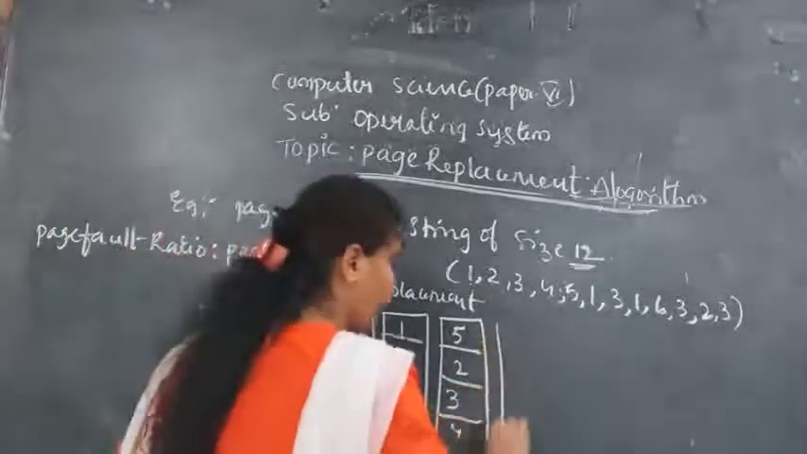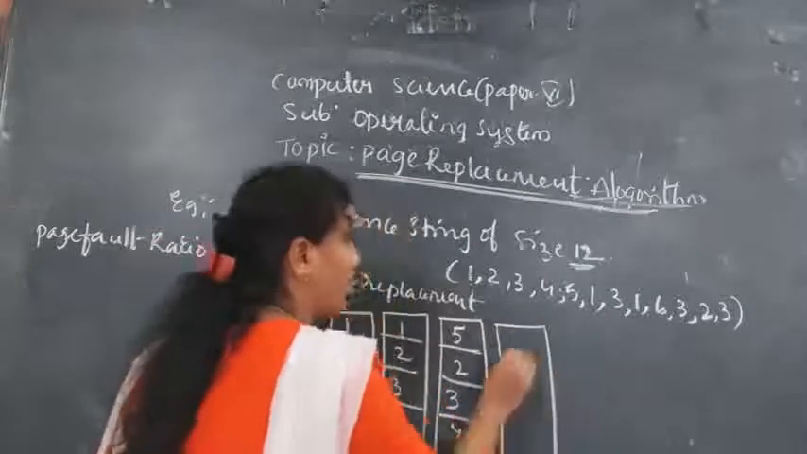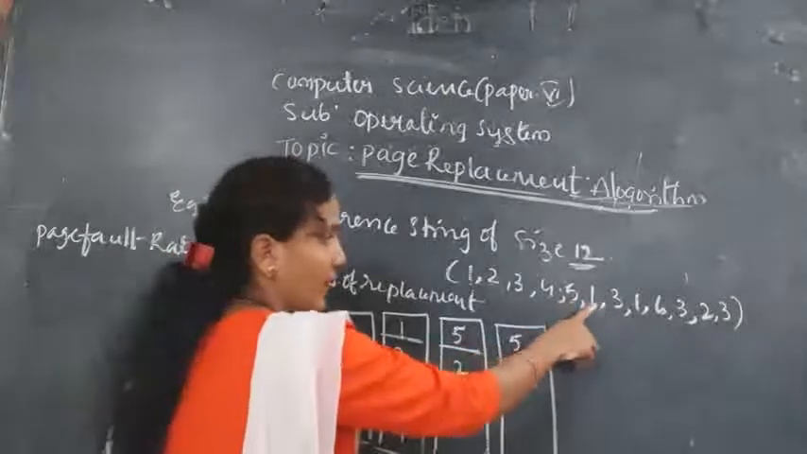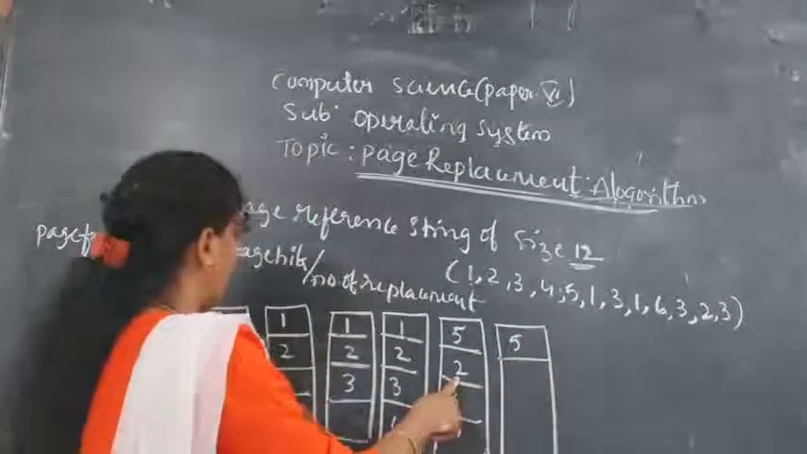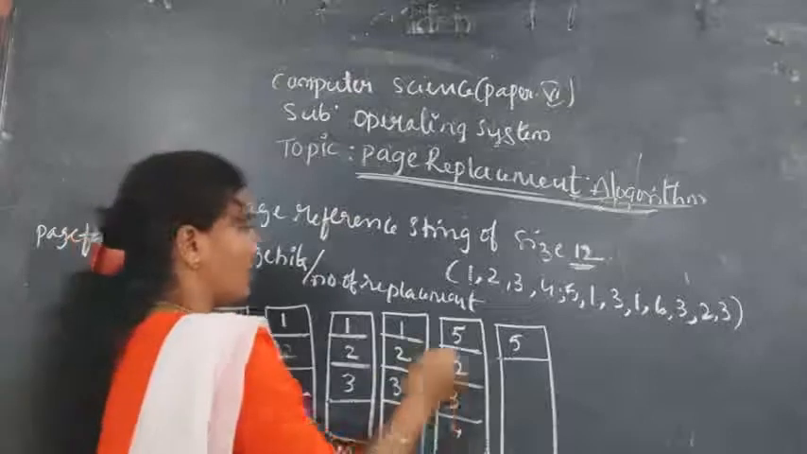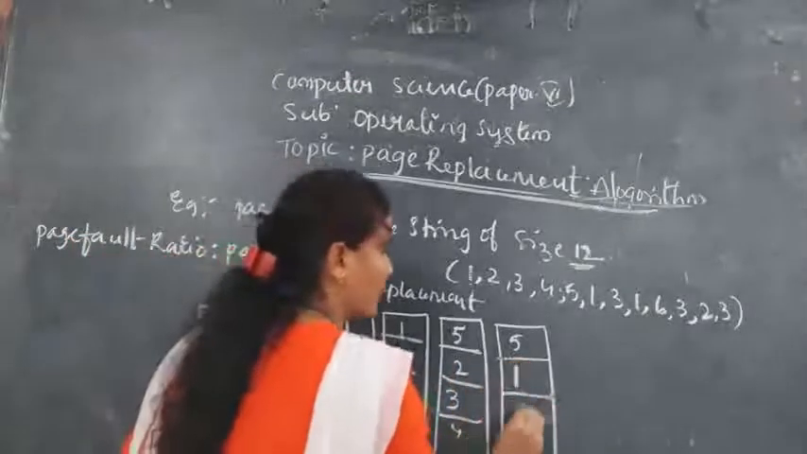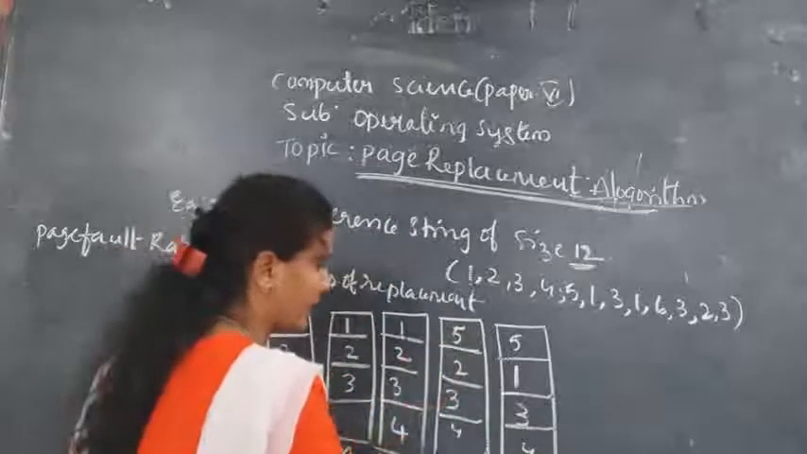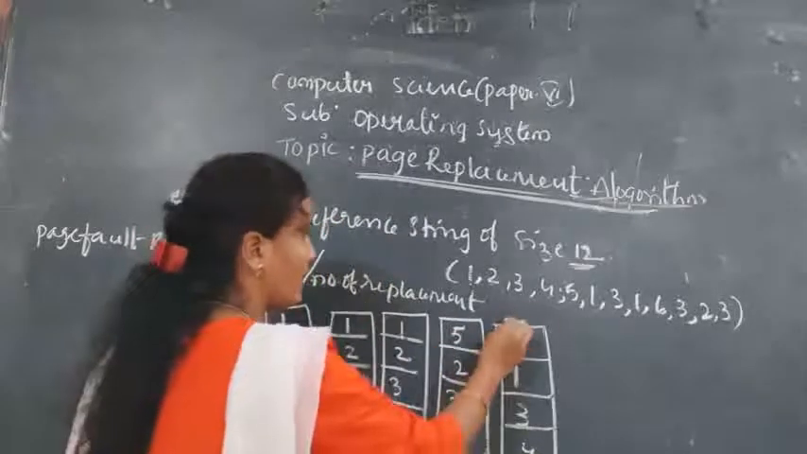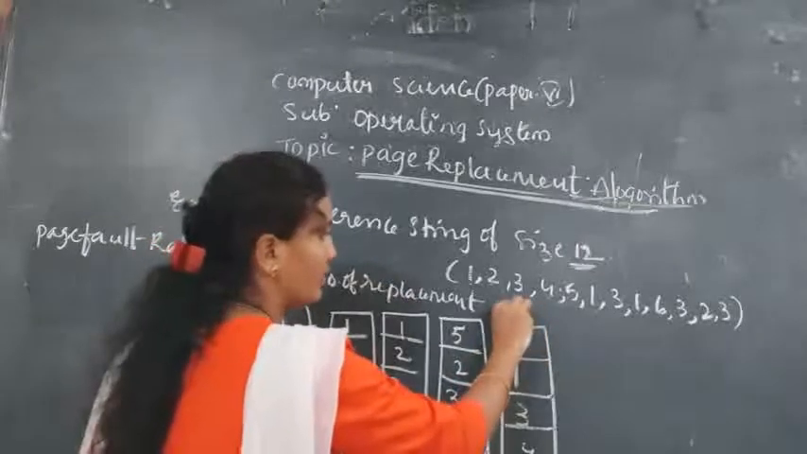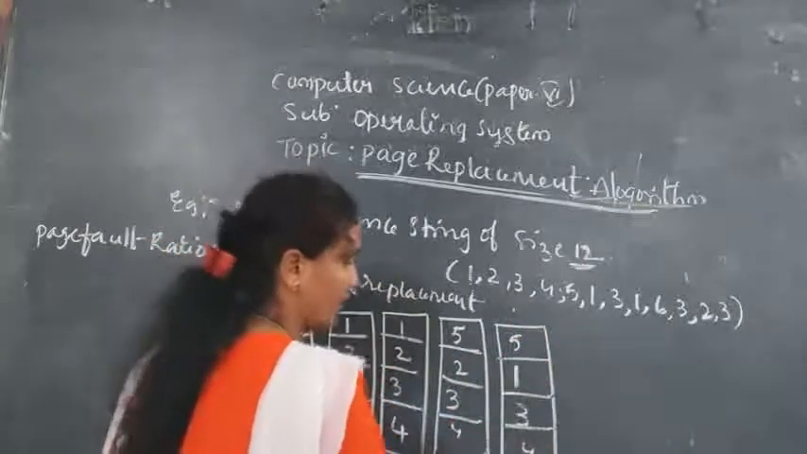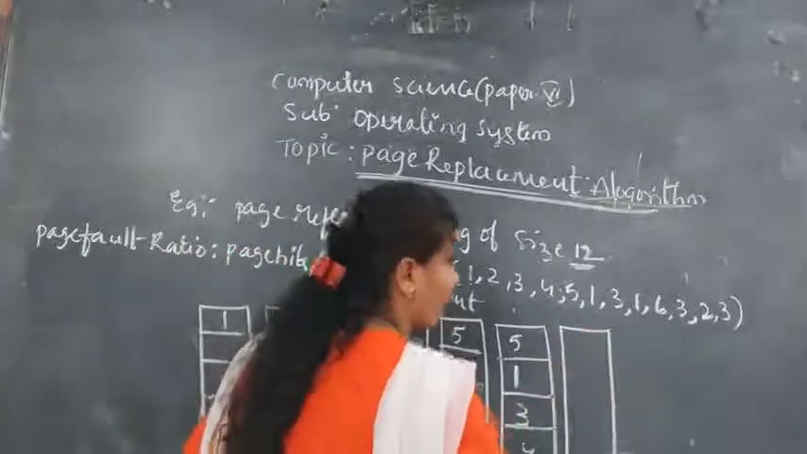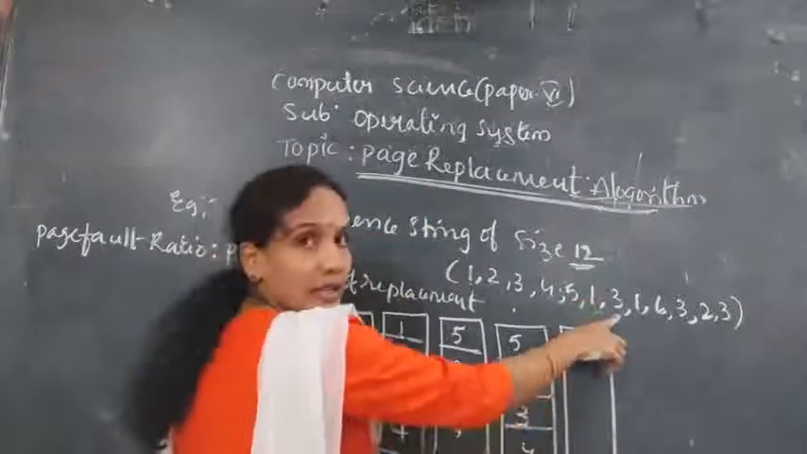Next. Now 5 is as it is. Next I want to load 1 again. So again, which page is the old one? 2. So that will be replaced. 1, 3, 4, and 5. Here again it is a miss. 1 is not there. Next, 1 is a miss too; 1 is not there, right? Next. After the 1, what is the next one? 3.